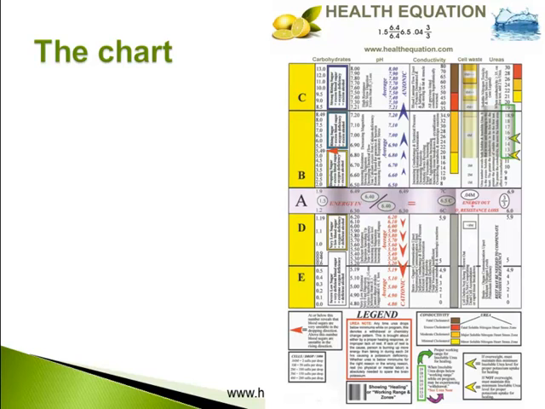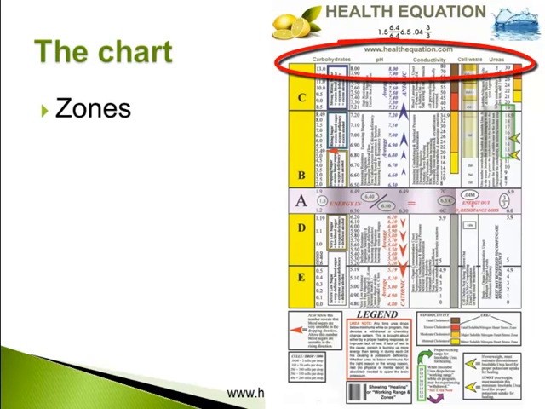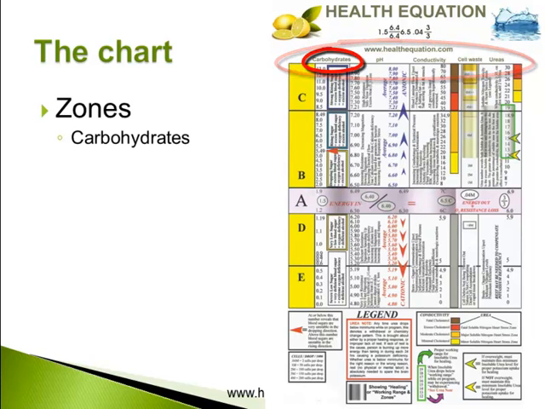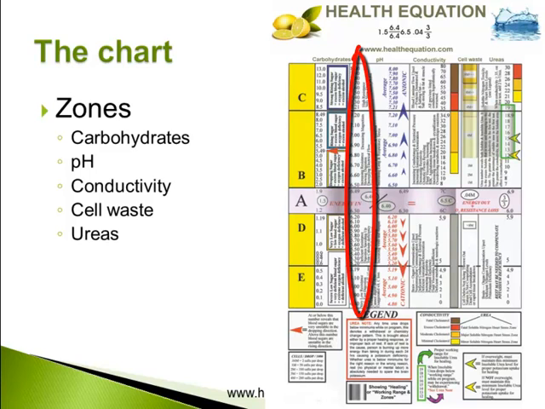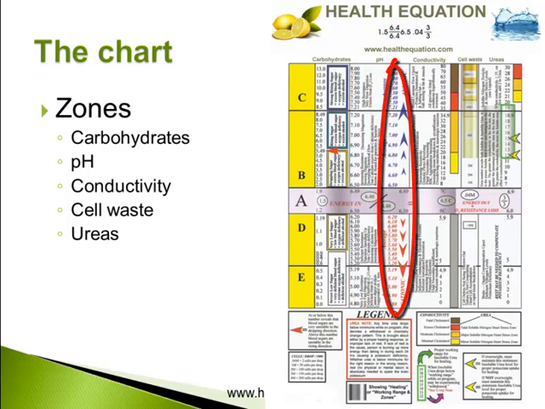When we analyze the health equation of a person's body chemistry, we make use of a range and zone chart. There are 5 zones of the body chemistry that we test for, namely the carbohydrates, the pH, the conductivity, the cell waste, and the ureas. When we look at the pH, the urine pH is on the left of the pH zone and also at the top in the health equation, and the saliva pH is on the right of the pH zone and at the bottom of the health equation.